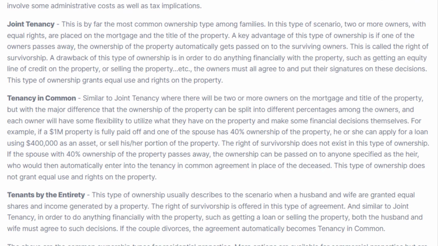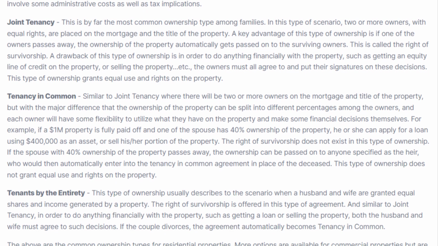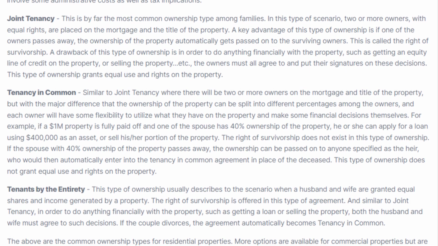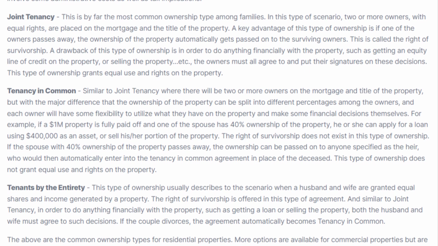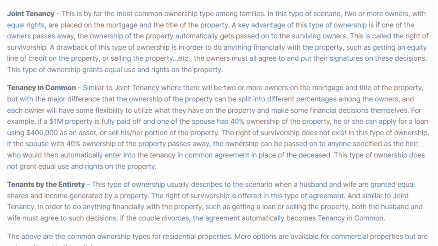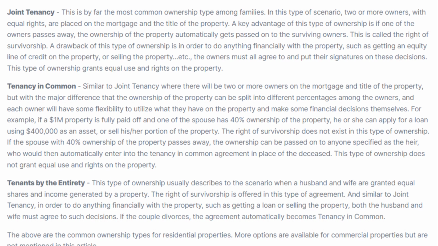If the spouse with 40% ownership of the property passes away, the ownership can be passed on to anyone specified as the heir, who would then automatically enter into the tenancy in common agreement in place of the deceased. This type of ownership does not grant equal use and rights on the property.